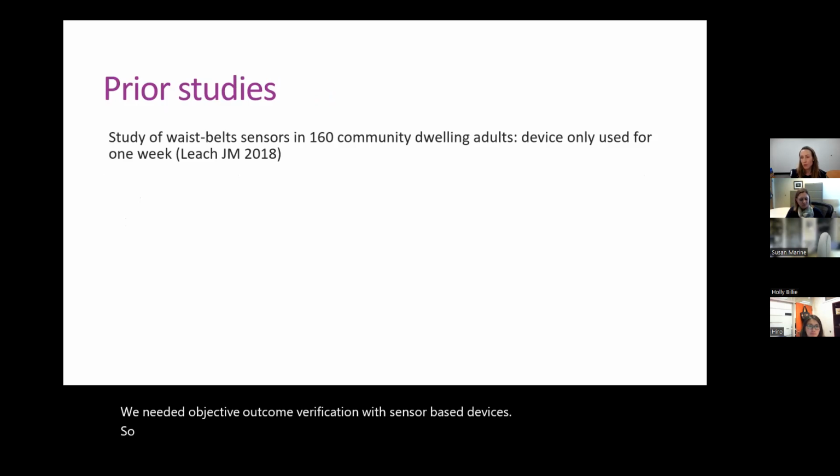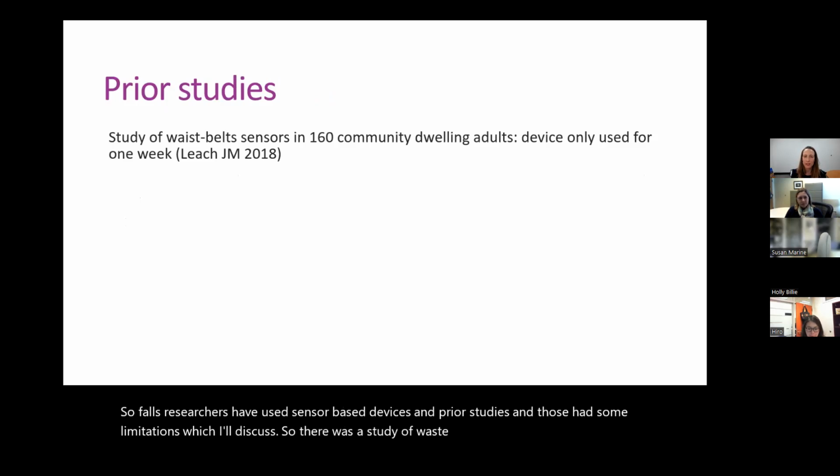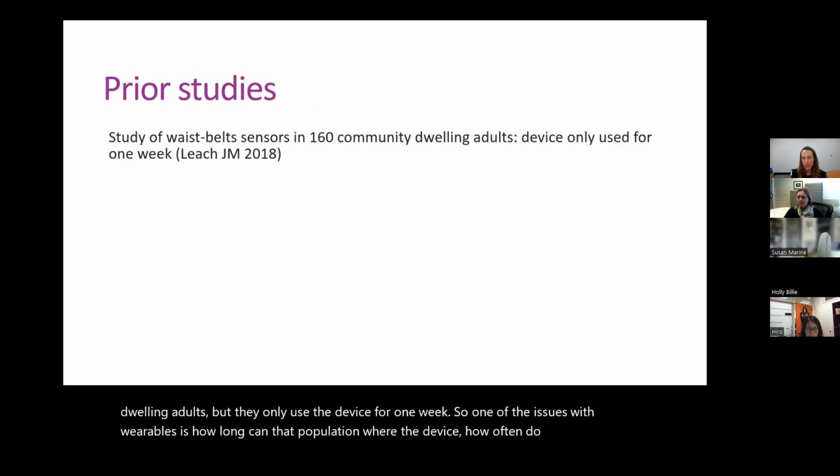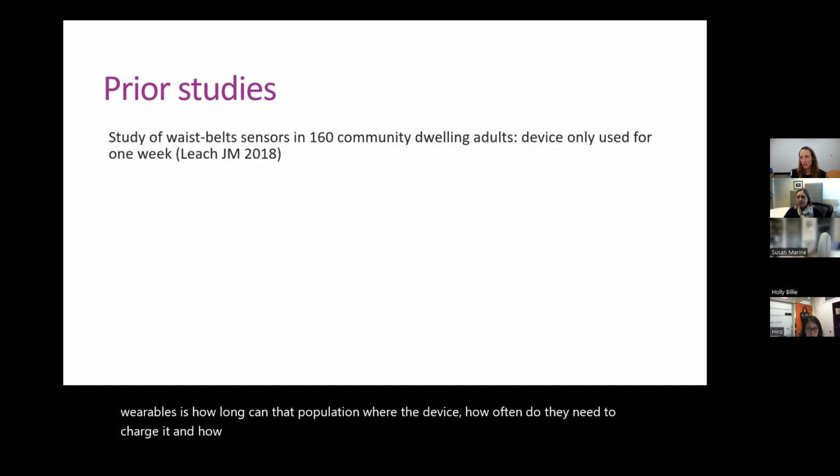Falls researchers have used sensor-based devices in prior studies, and those had some limitations, which I'll discuss. There was a study of waist belt sensors in 160 community dwelling adults, but they only used the device for 1 week. So one of the issues with wearables is how long that population can wear the device, how often they need to charge it, and how feasible it is to do longitudinal measures if a patient's only going to wear it for a short period of time.